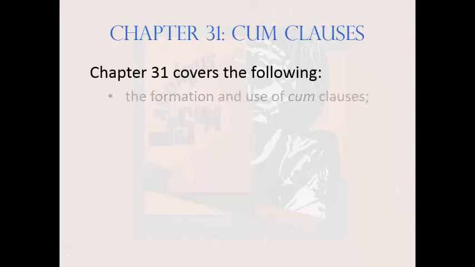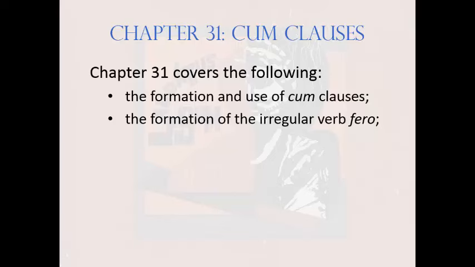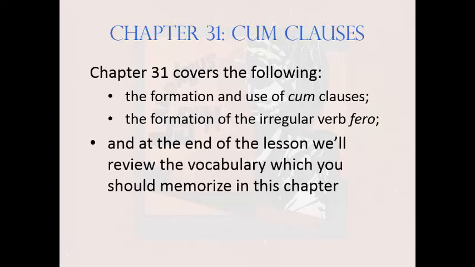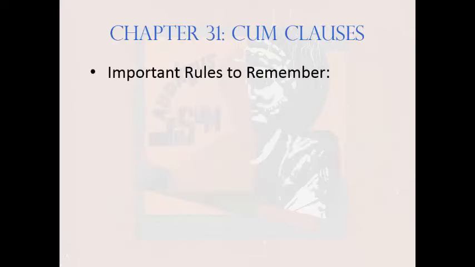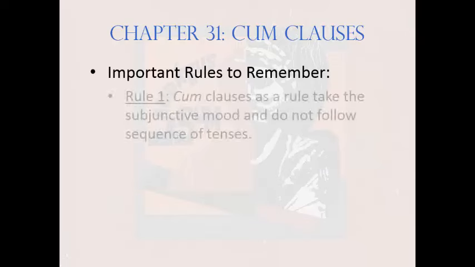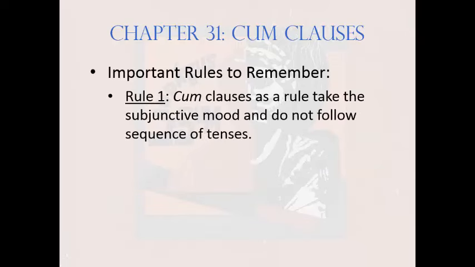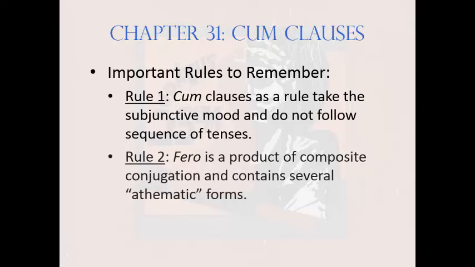Chapter 31, Cum Clauses. Chapter 31 covers the following: the formation and use of cum clauses, the irregular verb Fero, and at the end of the lesson we'll review the vocabulary which you should memorize in this chapter. There are two important rules to remember in this chapter. Rule 1. Cum clauses take the subjunctive mood, though in some cases they use the indicative, and they do not follow sequence of tenses. Rule 2.